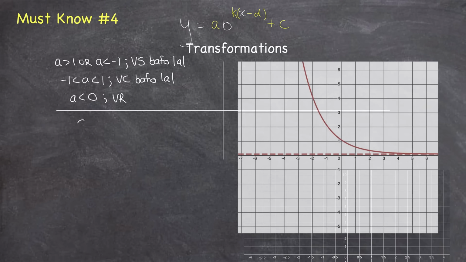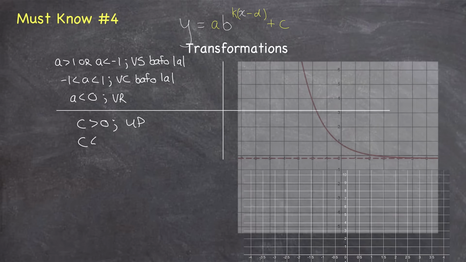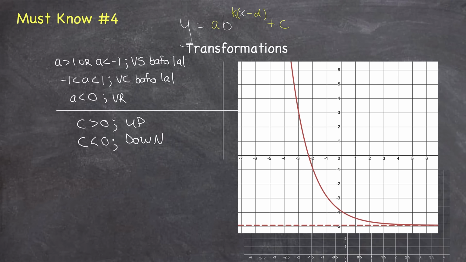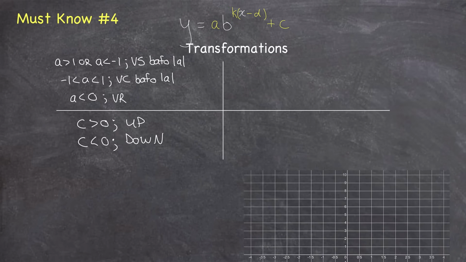The other type of vertical transformation is caused by the c value that's added after the power. If c is greater than 0, the function shifts up, and if c is less than 0, the function shifts down. And now let's talk about the horizontal transformations, which are up in the exponent, k and d.